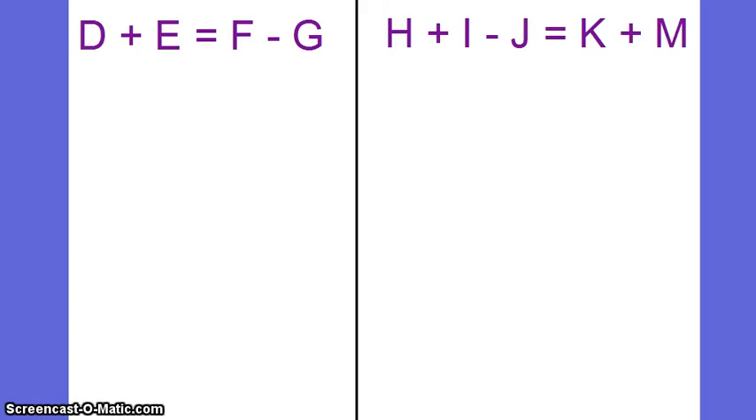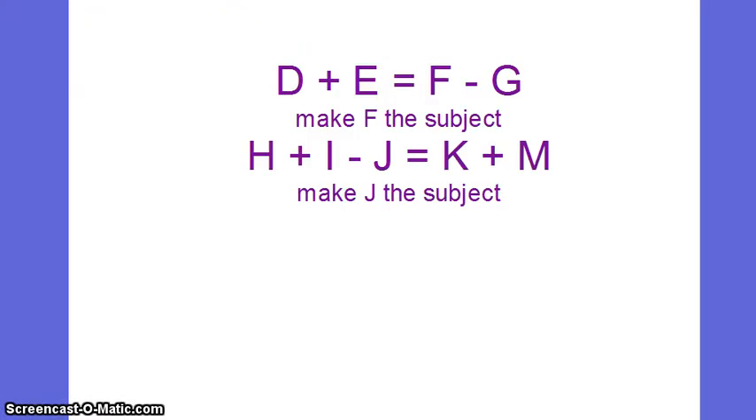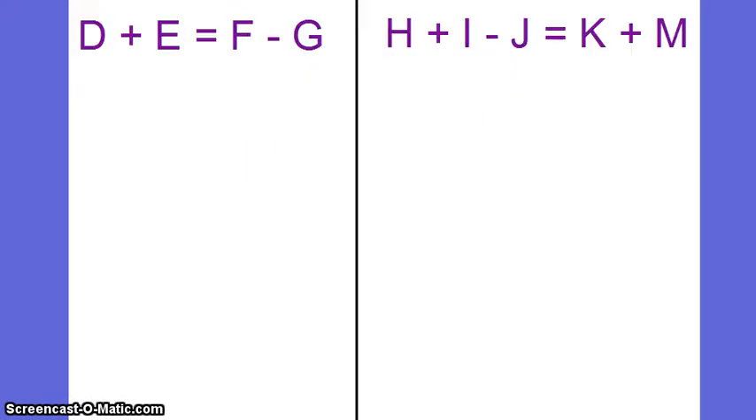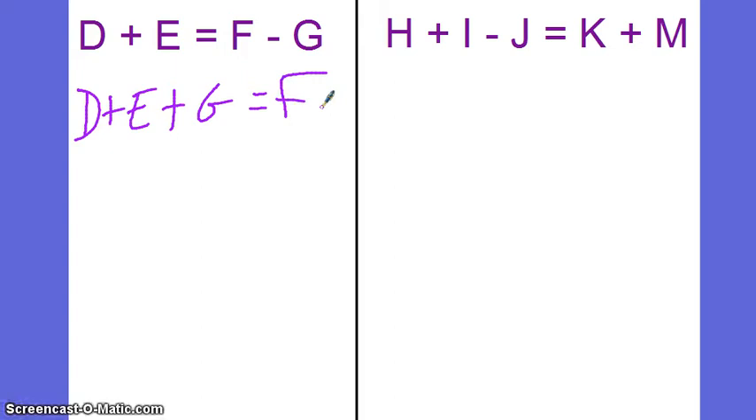So we said we wanted f as the subject. So we've got a minus g here. We don't need to do anything to this side. So remember we said opposites. The opposite of minus g is plus g. So we'd have d plus e plus g equals f. Got f on its own. So that's actually all we need to do with that one.